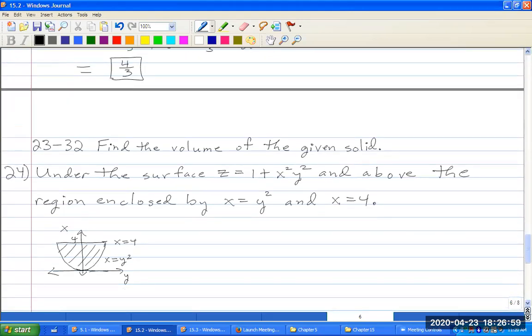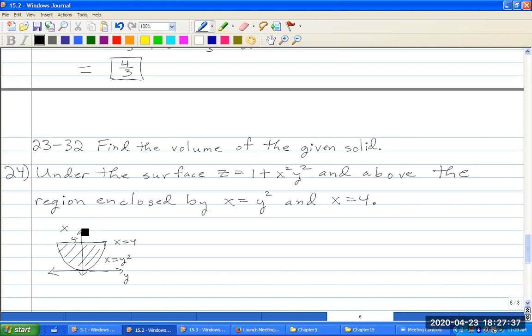Problem number 23 through 32, find the volume of the given solid. So problem number 24. Under the surface z equaling 1 plus x squared y squared, and above the region enclosed by x equal y squared and x equal 4. And so let me draw the region here, just the region, not the actual volume.